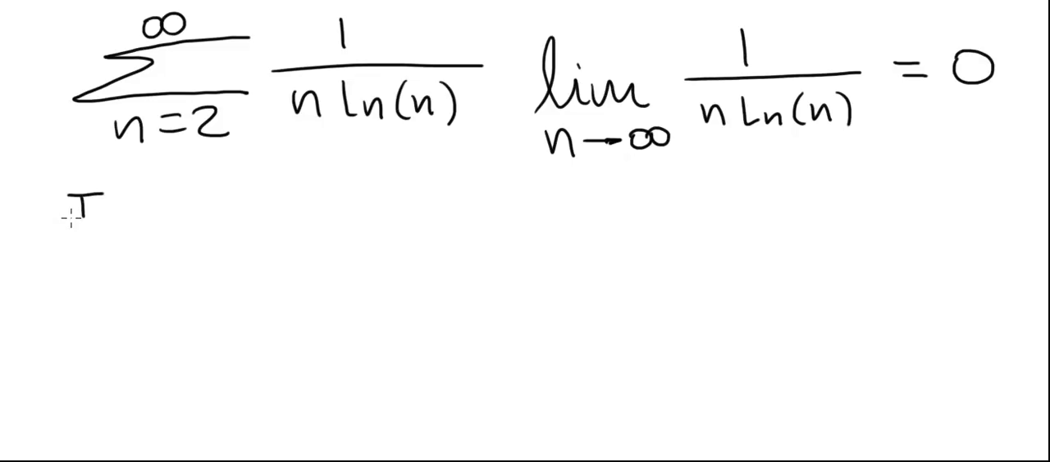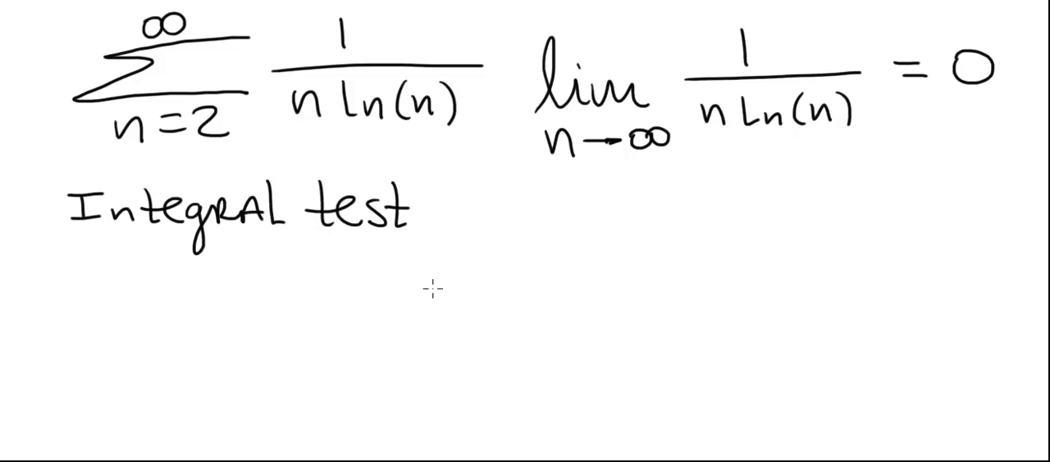So next thing we'll try is the integral test. Now this is a positive term series. Every term of the series is positive because the lowest value of n we can plug in is 2. Natural log of 2 is positive, natural log of 3 is positive, and so on. So every term is positive. Now we need a function that will give us the nth term of our series when we plug in a positive integer n greater than or equal to 2.